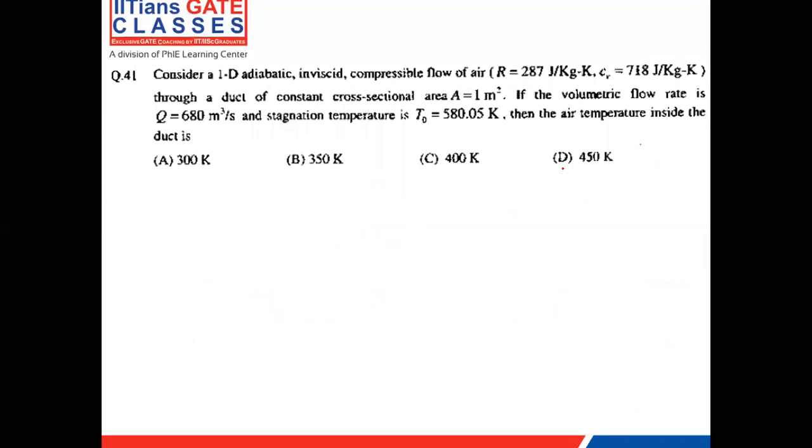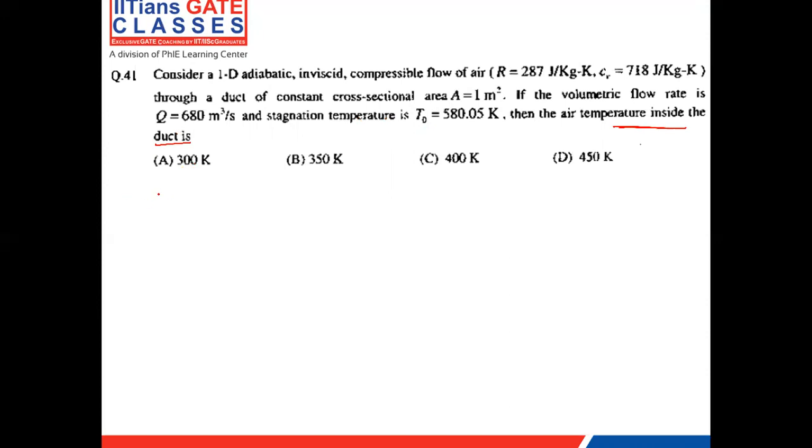Next question. Consider a 1D adiabatic inviscid compressible flow of air with R 287 joule per kg Kelvin and Cv 718 joule per kg Kelvin through a duct of constant cross-sectional area. If the volumetric flow rate is this and the stagnation temperature is this, then the air temperature inside the duct. So we are basically asked to find the static temperature inside the duct, and the stagnation temperature is given.